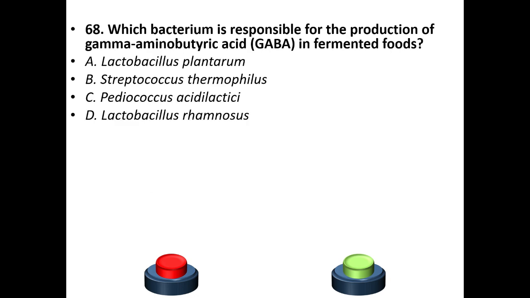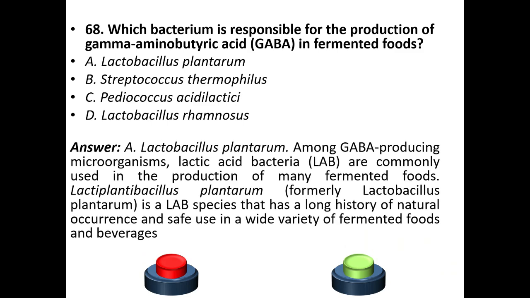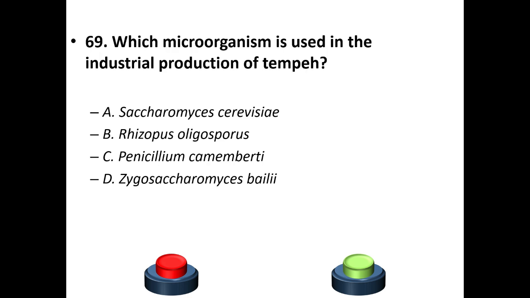68. Which bacterium is responsible for the production of GABA in fermented foods? Lactobacillus plantarum, Streptococcus thermophilus, Pediococcus acidilactici, D, Lactobacillus rhamnosus. Which is the answer? Your answer is option A. Lactobacillus plantarum. Among GABA producing microorganisms, lactic acid bacteria are commonly used in the production of many fermented foods. It is a lactic acid bacteria species that has a long history of natural occurrence and safe use in a wide variety of fermented foods and beverages.